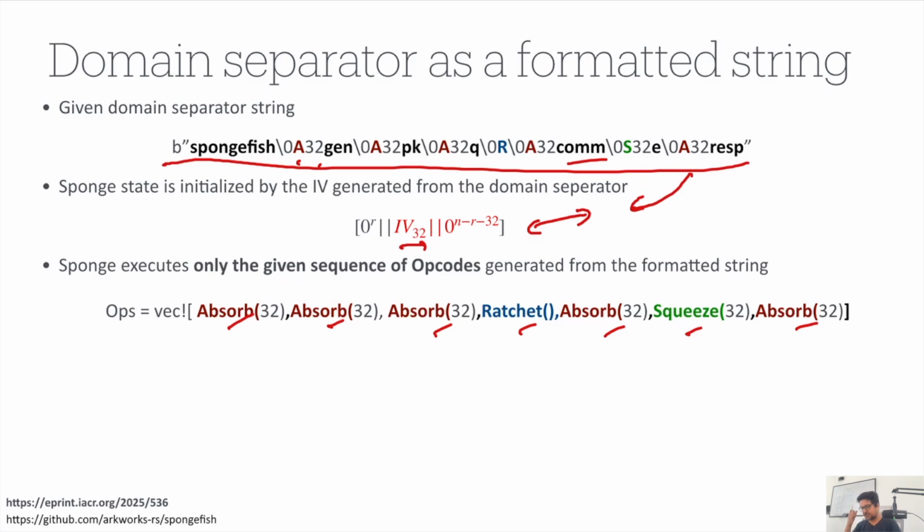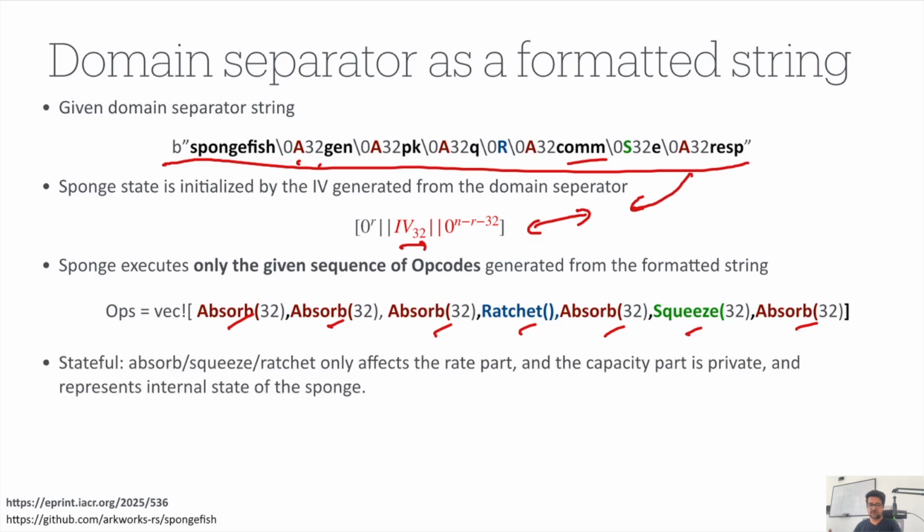Okay, so that's pretty nice structure, and it also makes it easy for people to write or use Fiat-Shamir without going too deep into all these constructions. So the sponge wrapper plus a formatted domain separator string makes it very clear exactly what you need to do. And because the hash is stateful, you have only the absorb, squeeze, and ratchet methods. All of them only affect the rate part, and the capacity part is private and internal to the sponge.